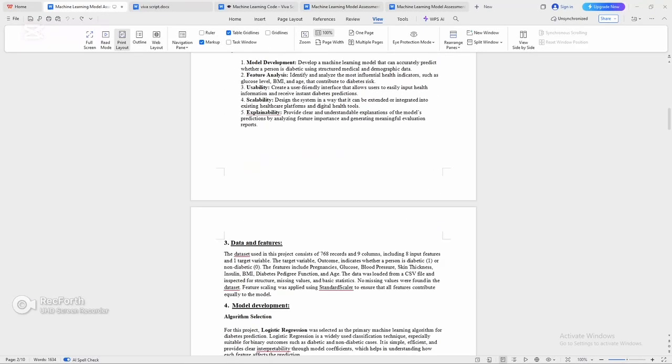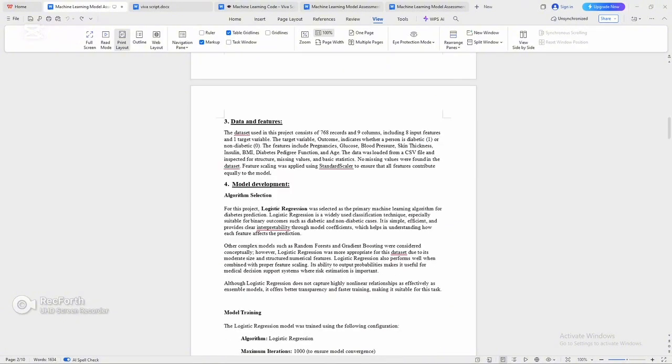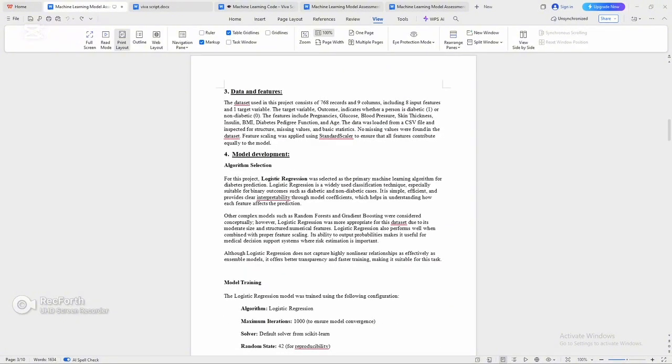The dataset used in this project contains around 768 records and 9 columns. Out of these, 8 are input features and 1 is the target variable. The target variable is called Outcome, where 0 represents non-diabetic and 1 represents diabetic. The input features include pregnancies, glucose, blood pressure, skin thickness, etc. The data was loaded from a CSV file and inspected for structure, missing values, and basic statistics.